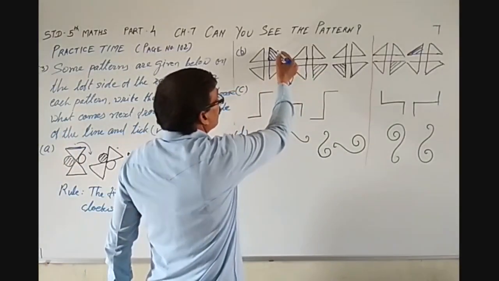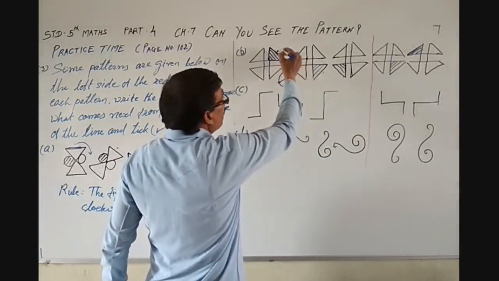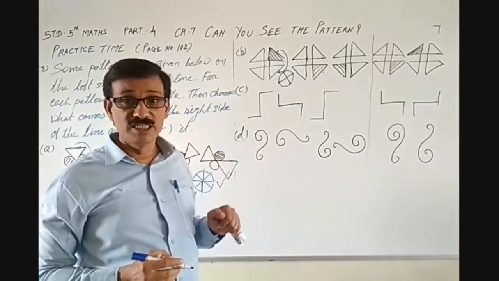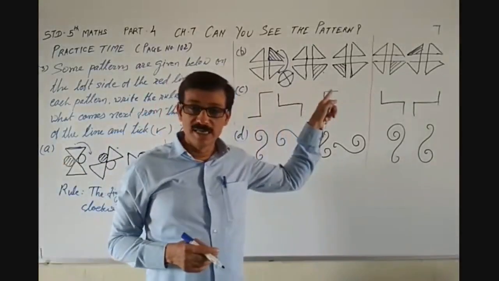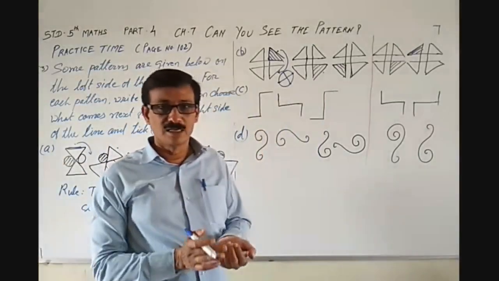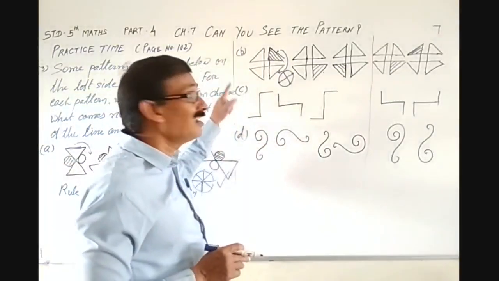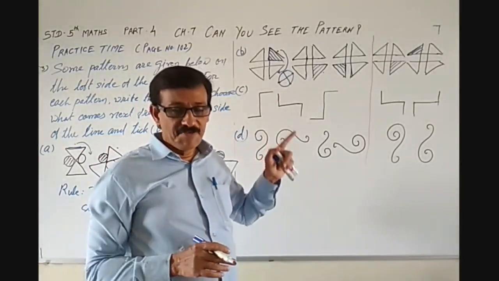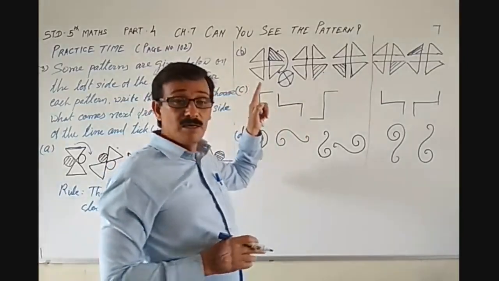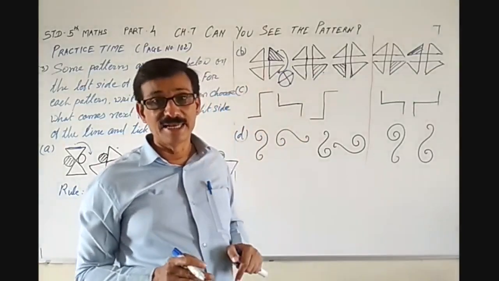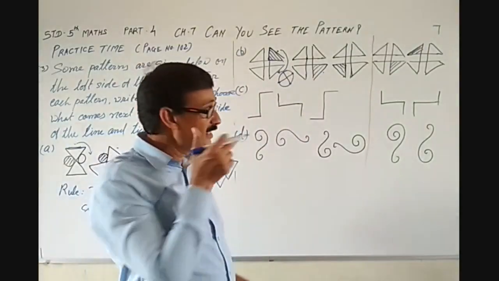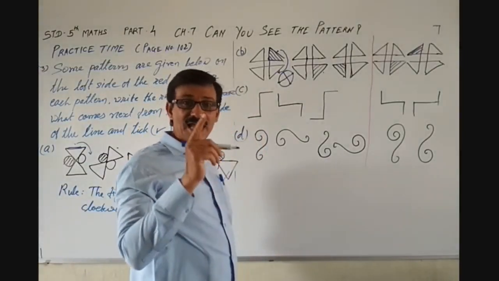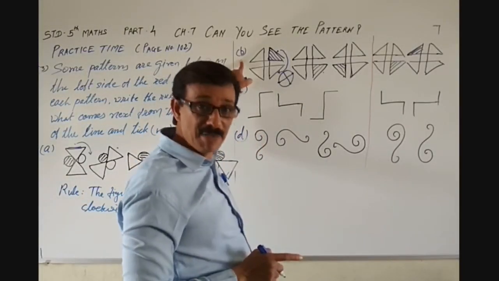Second thing, see, it is moving in the clockwise direction. So the rule for this is, see, I will not write over here, just I am speaking to understand that. The figure is turning clockwise by 90 degree. So the rule for this is, the figure is turning clockwise by 90 degree. This is the rule for B.